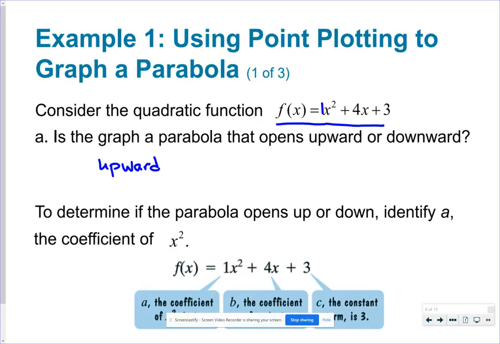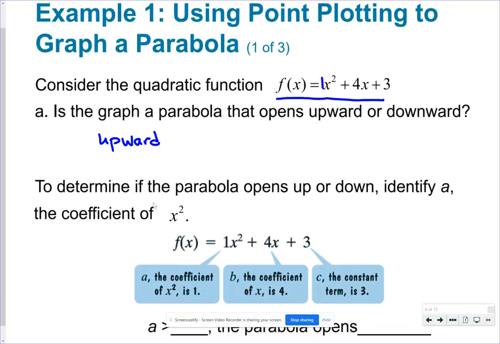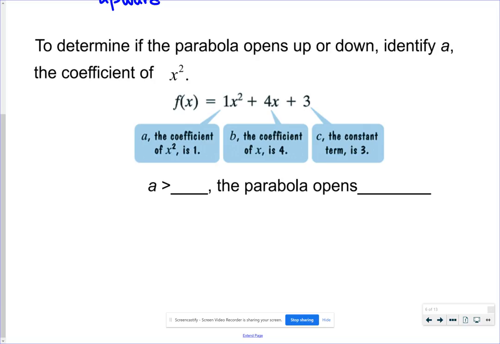To determine if the parabola opens up or down, identify a. Well, we've already done that. A is 1. Since a is positive, it's going to open up. So a is 1, which is greater than 0. The parabola is going to open upward. Greater than 0, it opens upward. It's just a matter of looking at the a value. Positive is up, negative is down. This one is positive 1, so it opens upward.